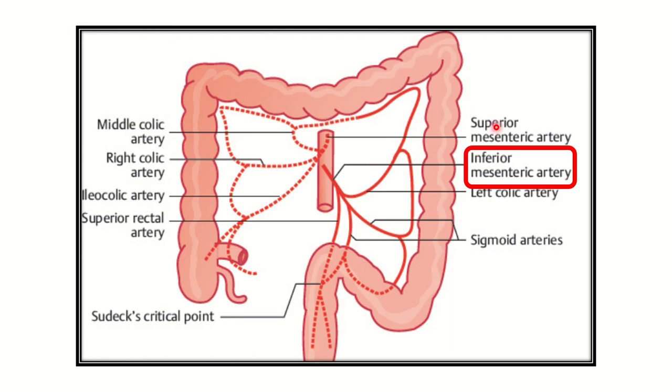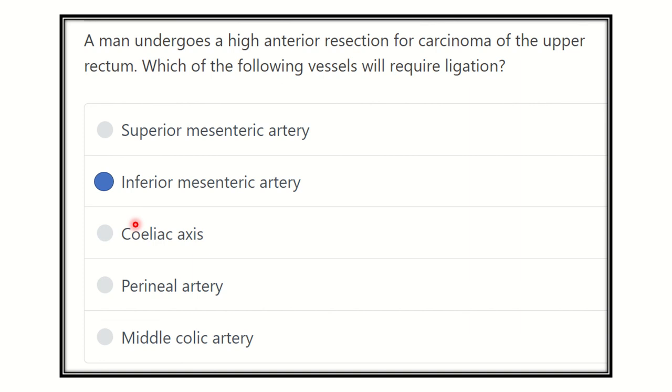In this picture we can see the whole colon: this is the terminal ileum, appendix, cecum, ascending colon, hepatic flexure here, transverse colon, the splenic flexure, and descending colon, sigmoid colon, and rectum, and this is the upper part of the rectum. And we can see the blood supply of the different parts. The superior rectal artery goes backward, and it arises from the inferior mesenteric artery. So here our final answer is the inferior mesenteric artery. This inferior mesenteric artery supplies blood to the upper part of the rectum.